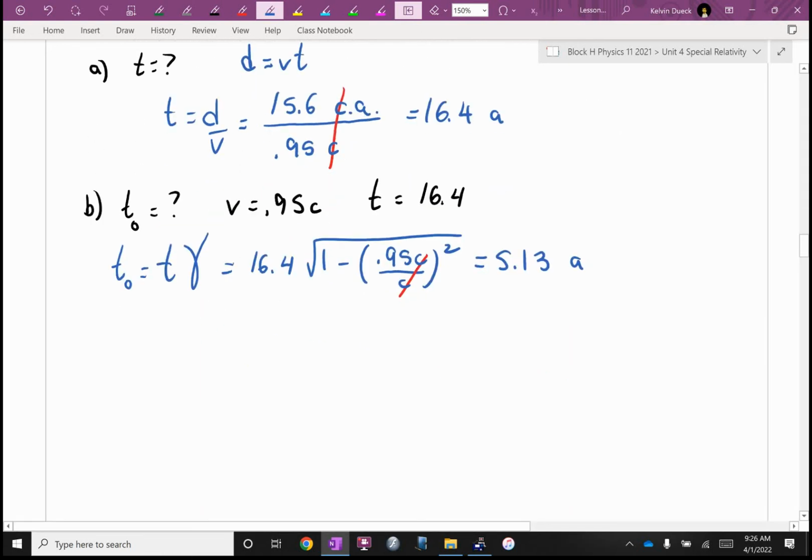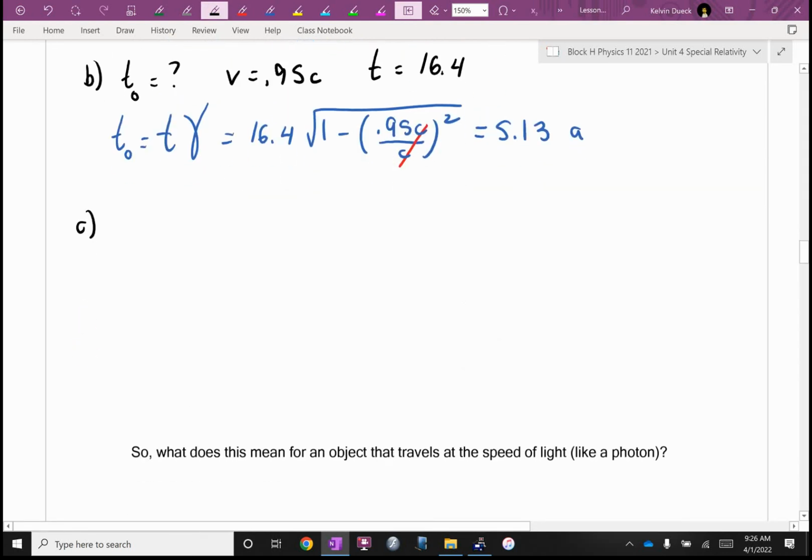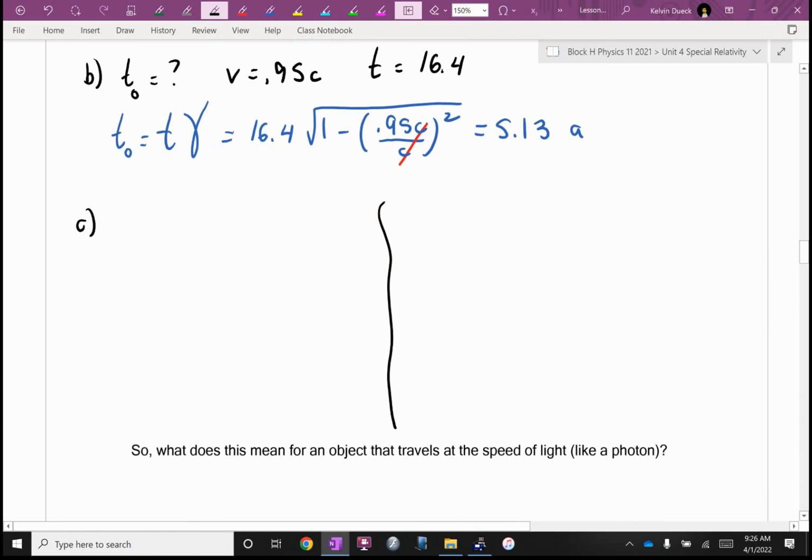Okay, cool. Finley, what's C want me to find? There's two ways that we can do this. The first way is to go, well, distance equals speed times time. But since it's the distance that the spaceship is moving, it's going to be speed times time zero.